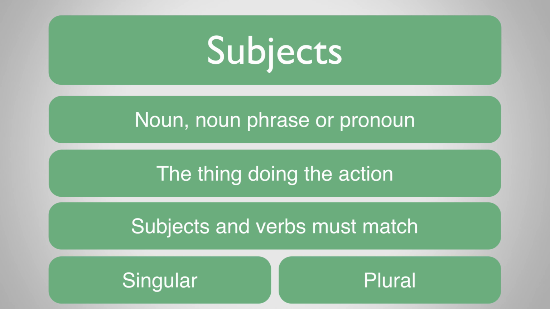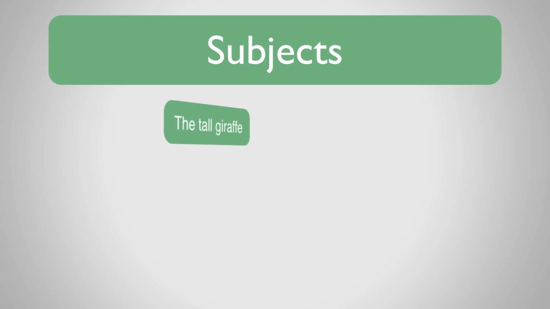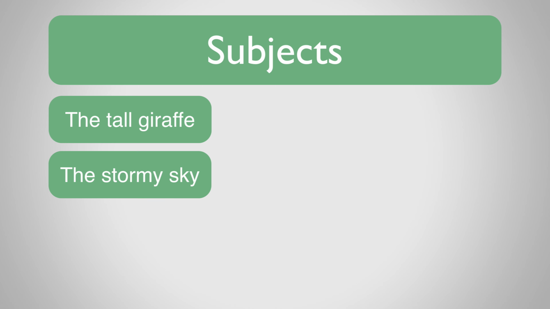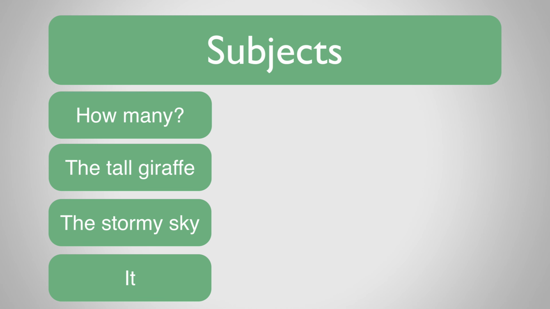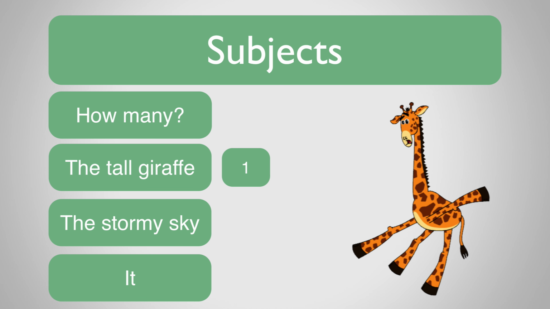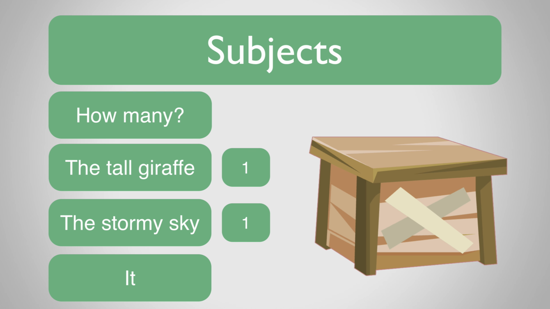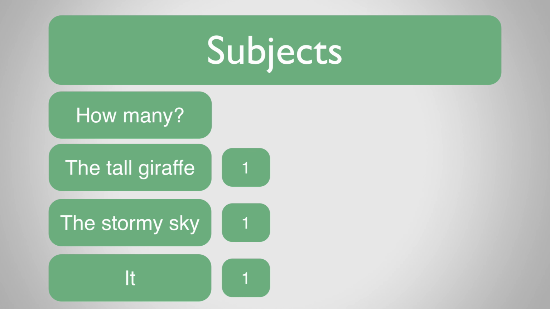So let's just look at some examples of subjects. The tall giraffe, the stormy sky, it. These are all possible subjects for a sentence. So let's ask ourselves how many of each subject there are. Well, there's only one giraffe, only one stormy sky, and it refers to only one item. So we can say that these subjects are all singular. There's only one of them.